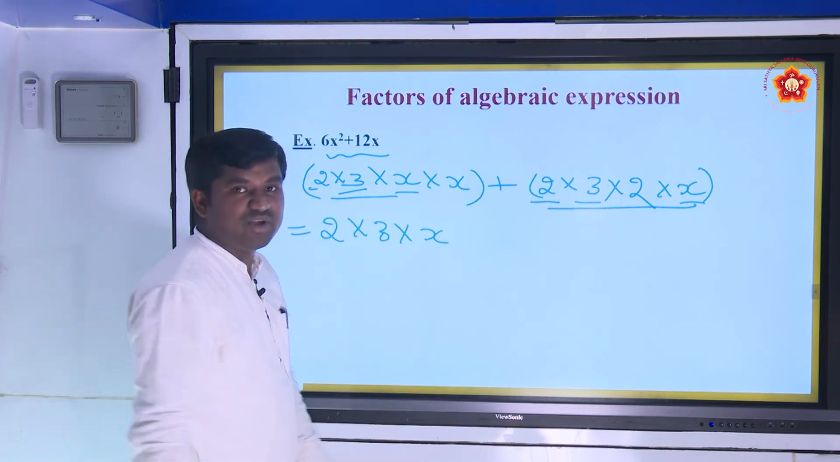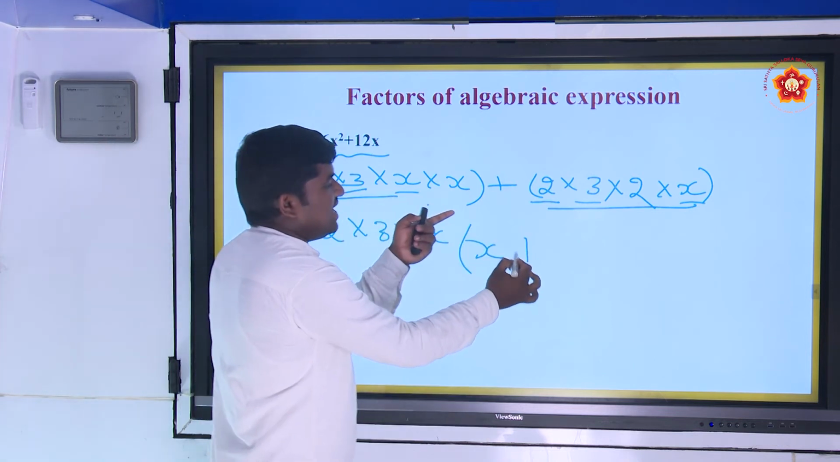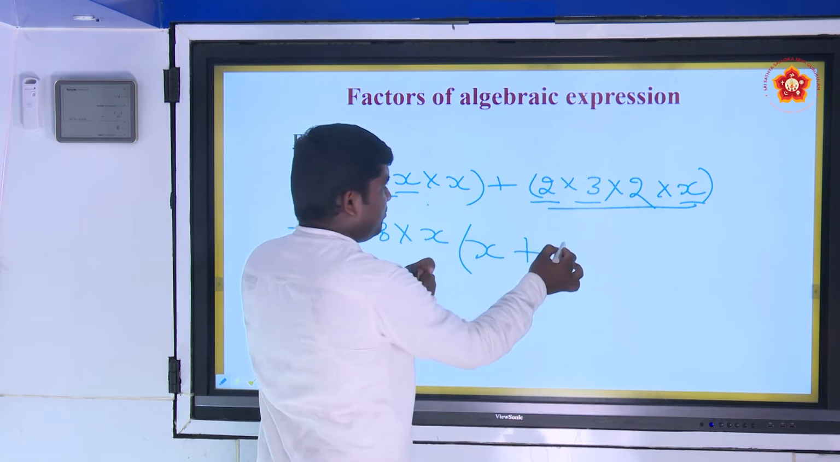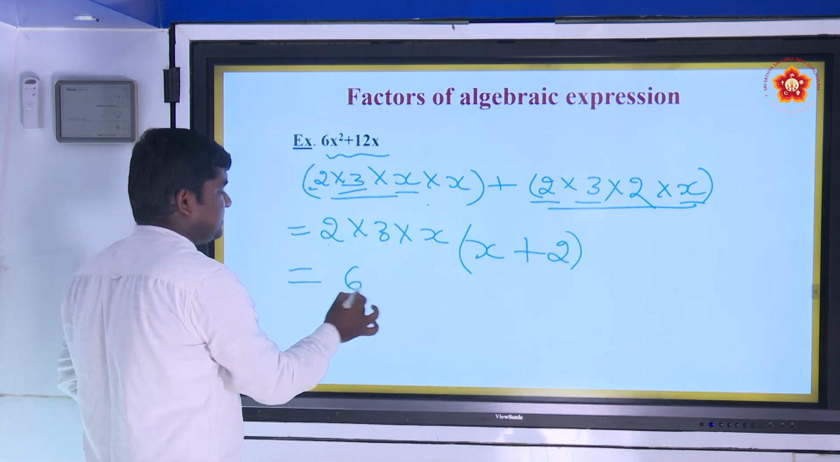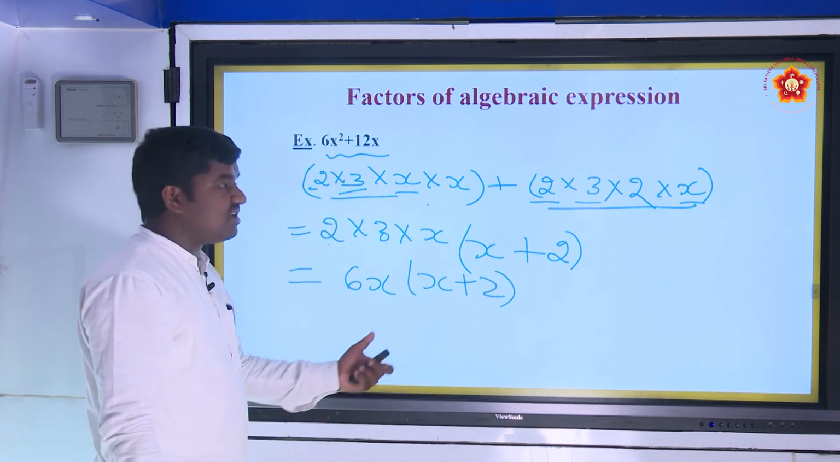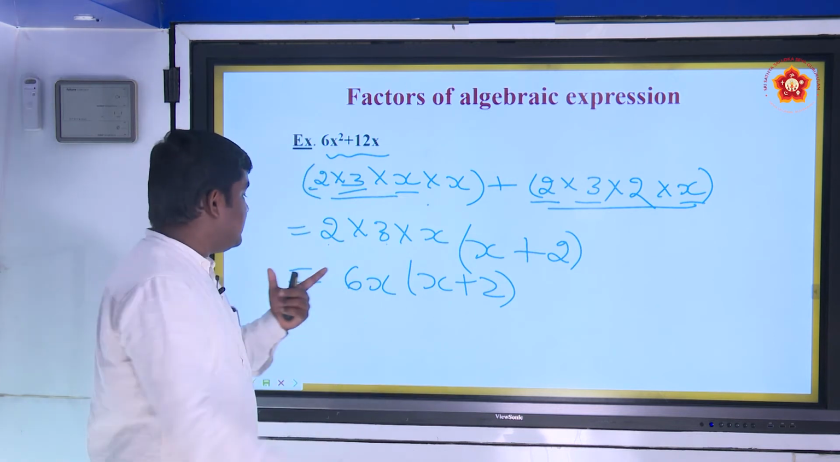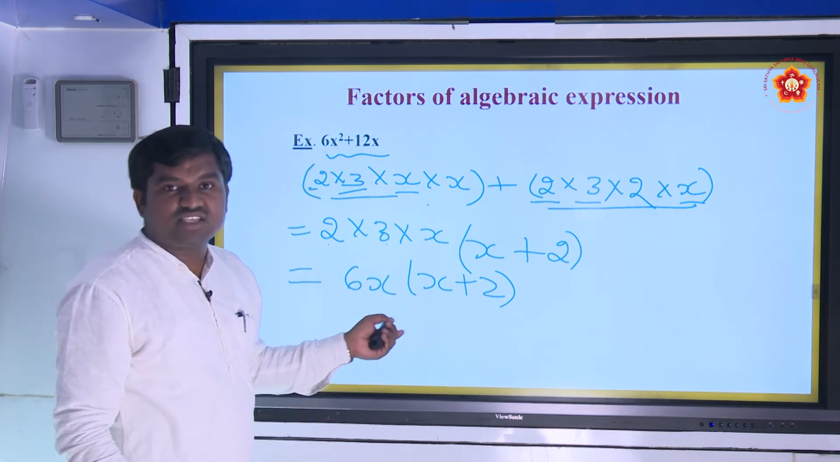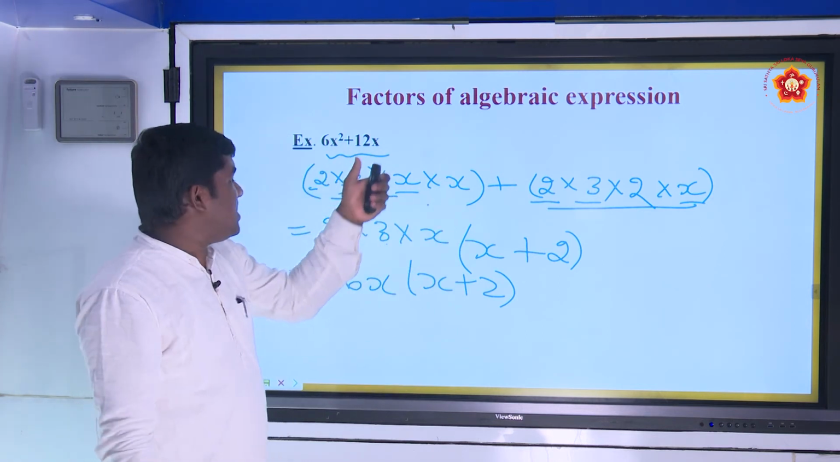We will take the common factor. Next, what is the remaining thing? x plus, what is the remaining thing here? 2. So this can be written as 2 times 3 is 6, into x, 6x into x plus 2. Yes, this is 6 into x and x plus 2. 6, x and x plus 2 are the factors of 6x square plus 12x.